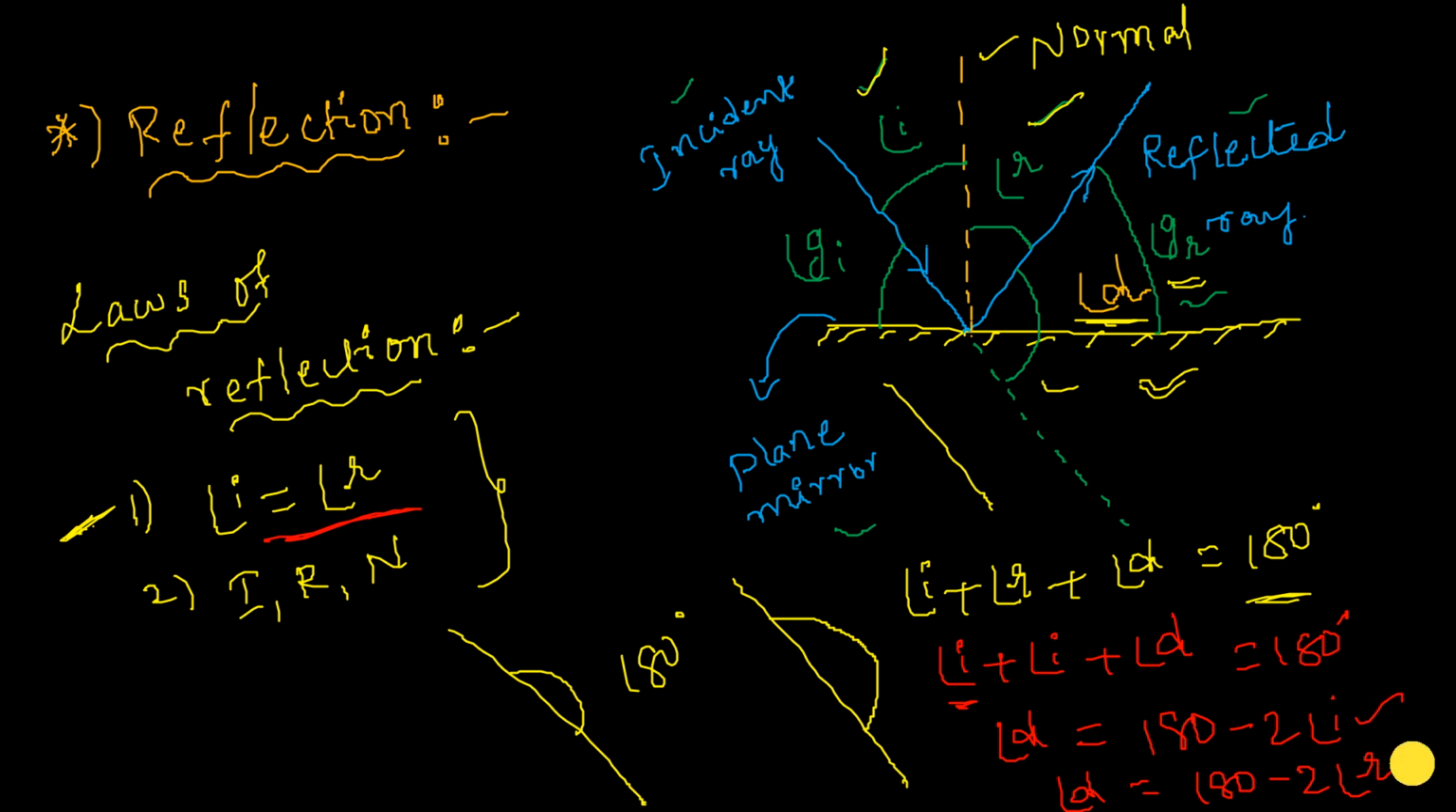So if they give the angle of incidence, we can use this formula to find the angle of deviation, and if they give the angle of reflection, we can use this formula to find the angle of deviation. So that is about angle of deviation.